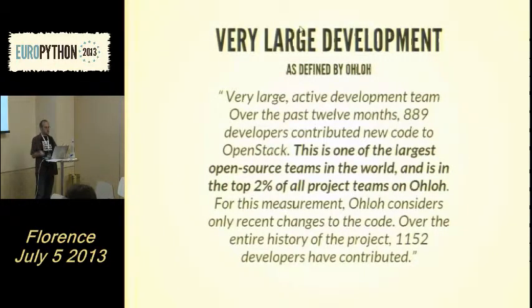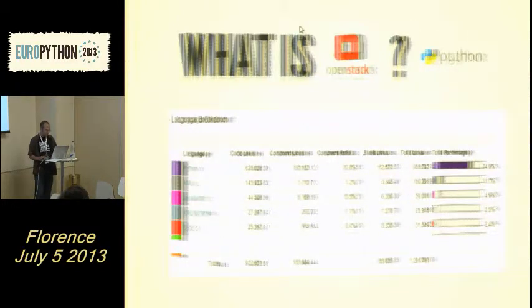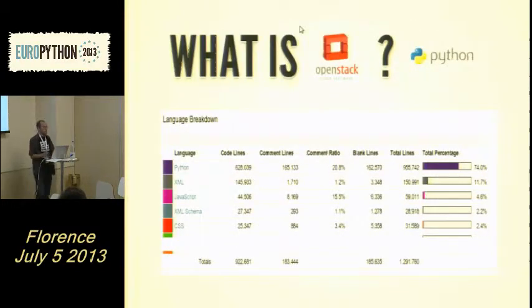So all numbers in this presentation are from ohloh.net. Ohloh defines very large, in this case, by recent development, and so it's 889 developers in the last 1 year. And OpenStack is in the top 2% of all projects on Ohloh, and one of the biggest ones in the world. So what is OpenStack? It's Python, lots and lots of Python. It's 628,000 lines of Python, plus comments and white space and other files as well.